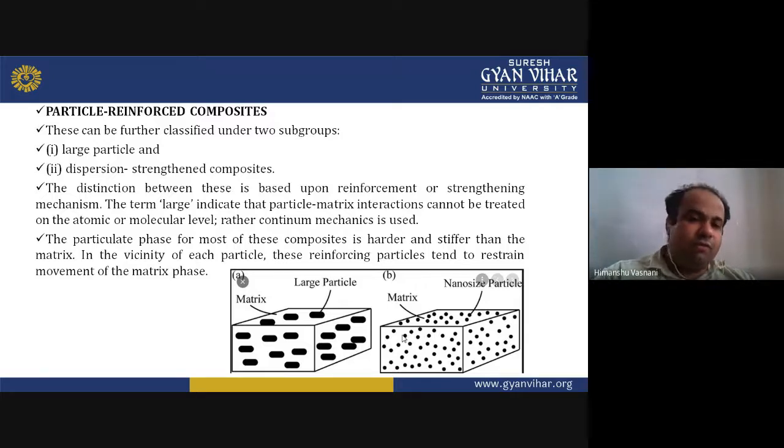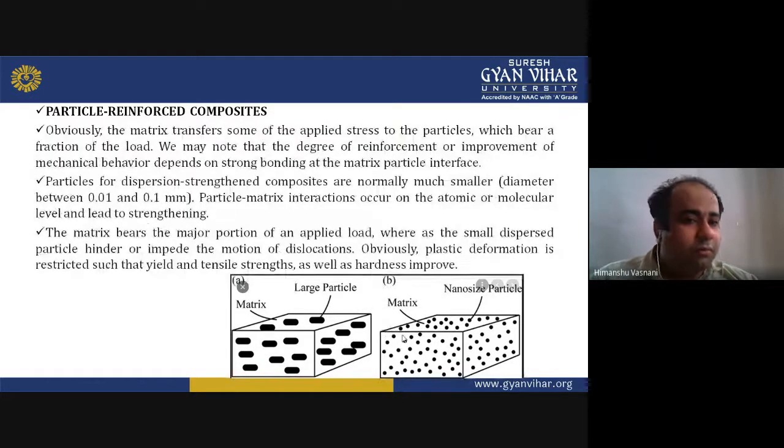So in the vicinity of each particle, these reinforcing particles tend to restrain movements of the matrix phase. In the diagram, you can see that we have large particles in the matrix, and then you have nano-sized particles in the matrix. This is how they look. The particulate phase for most of these composites is harder and stiffer than the matrix. That is important. Obviously, the matrix transfers some of the applied stress to the particles, which bear a fraction of the load.